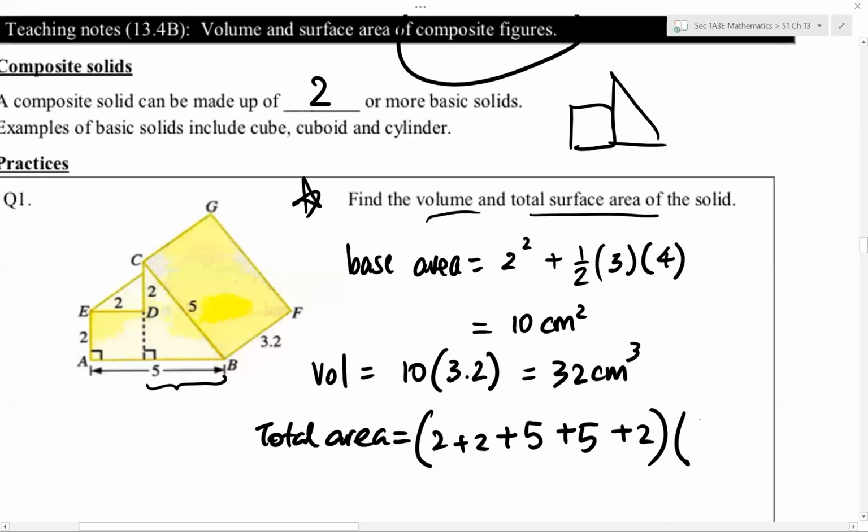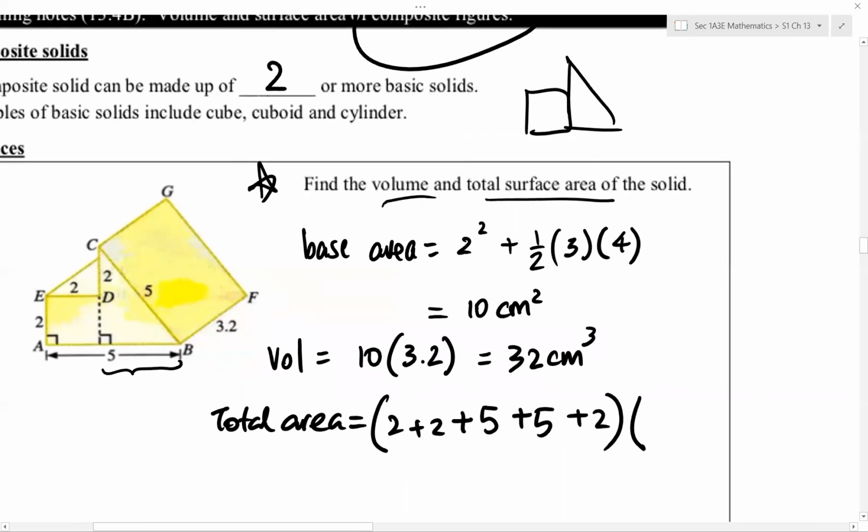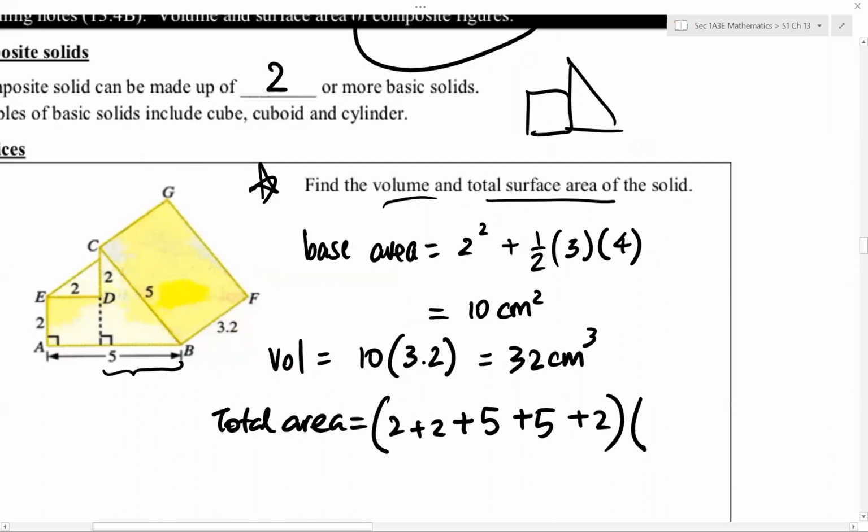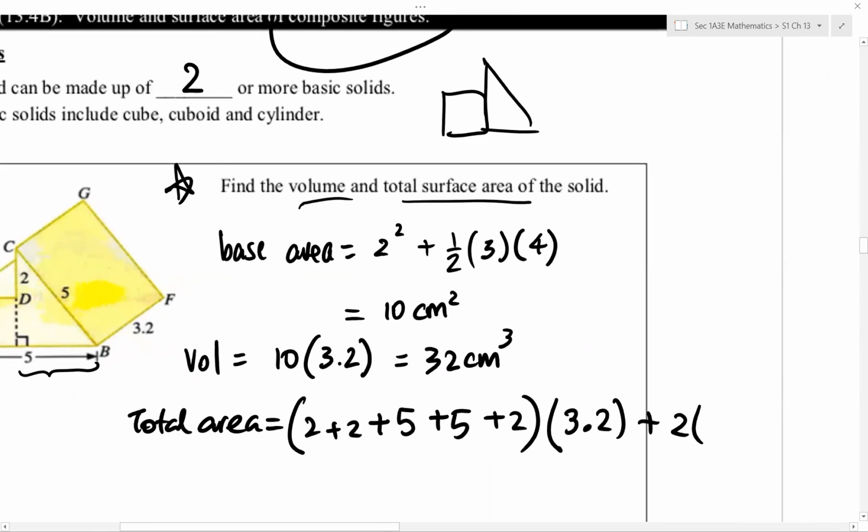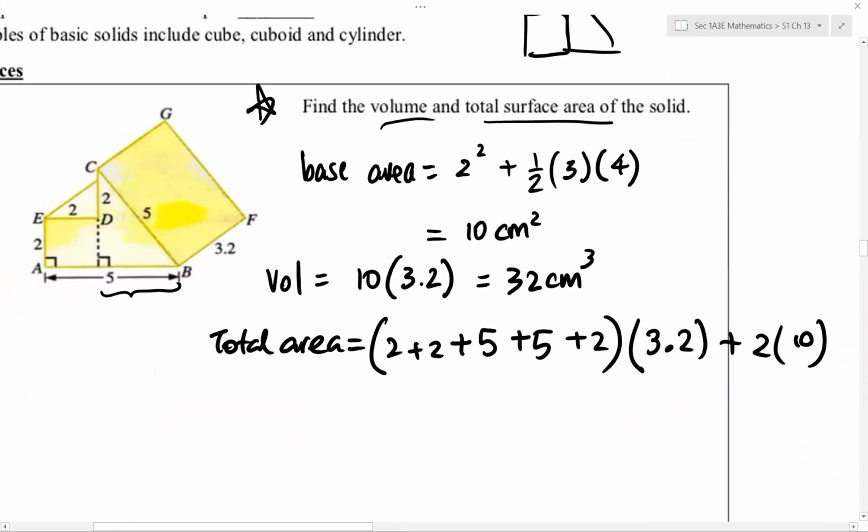Times how much? Don't you need to multiply this with something? Perimeter times something, remember? Come on, perimeter times the perpendicular distance. What's the perpendicular distance? 3.2. Okay, then we need to add 2 times of something. What is that? 2 times of what? 10. Good. Okay. So 2 plus 2, 1, 2, 3, 4, 5, 8.